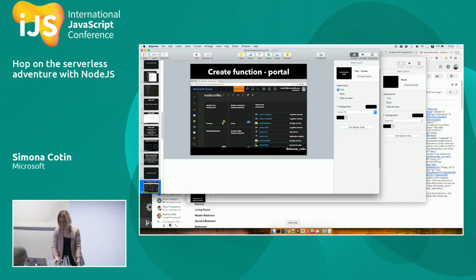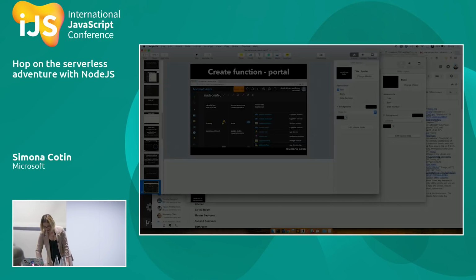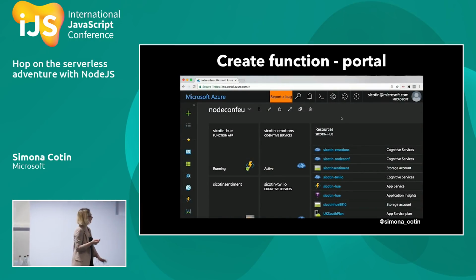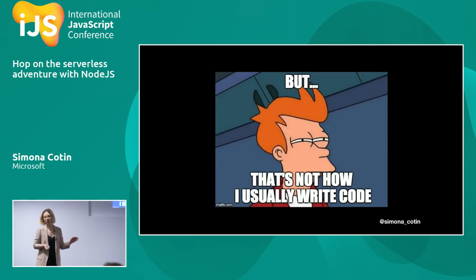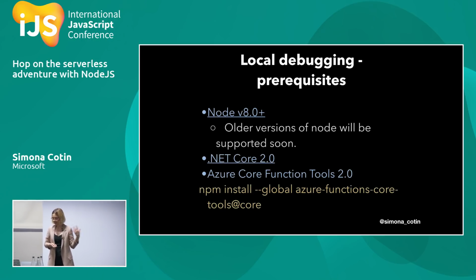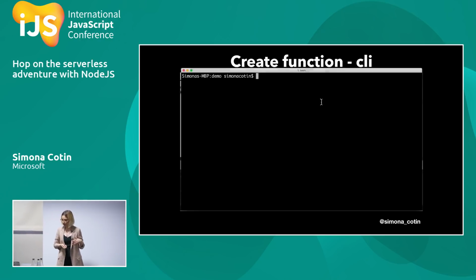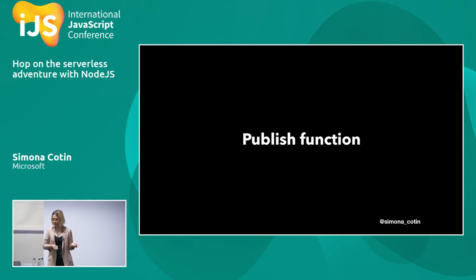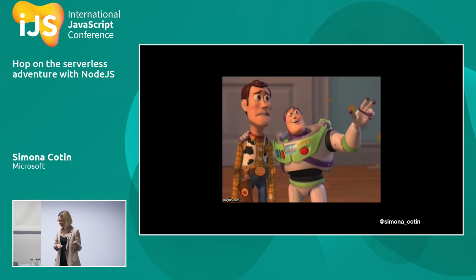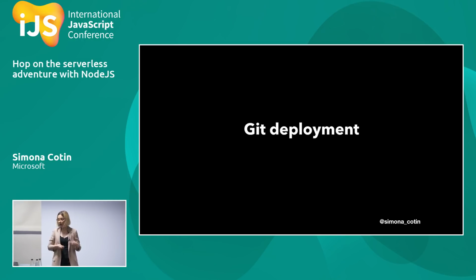Okay, so I think I covered a lot of things here. I didn't need these recordings, so I'm just going to skip very quickly through them. Local debugging, how do you create a function? How do you take it to the cloud? Okay. Oh, one more thing.